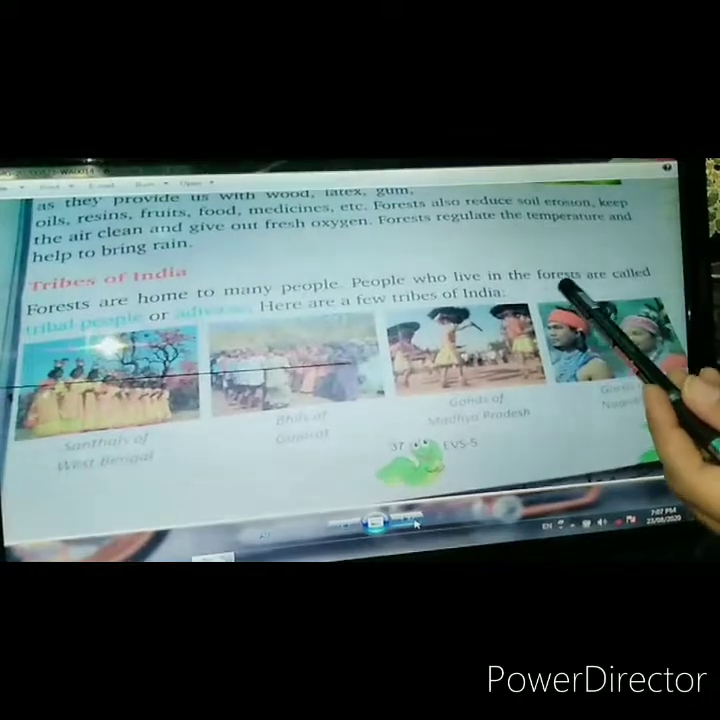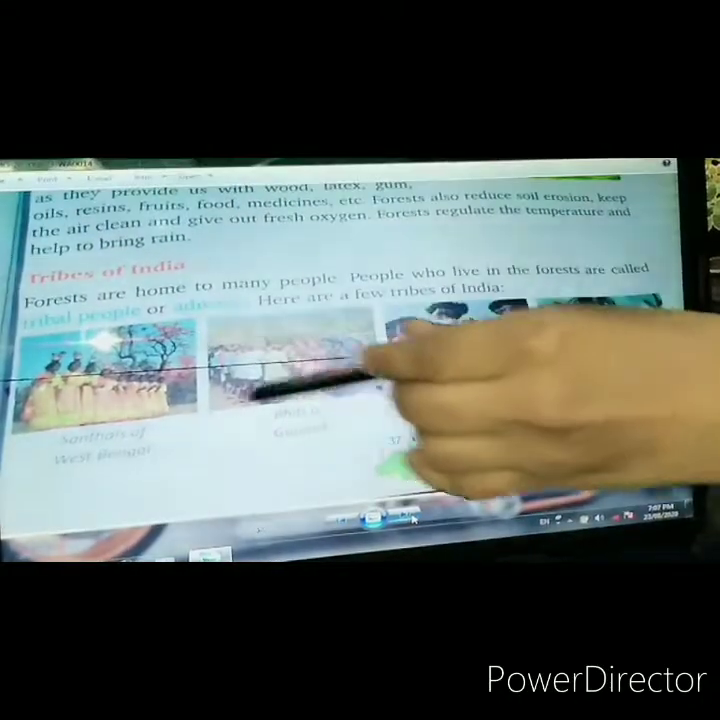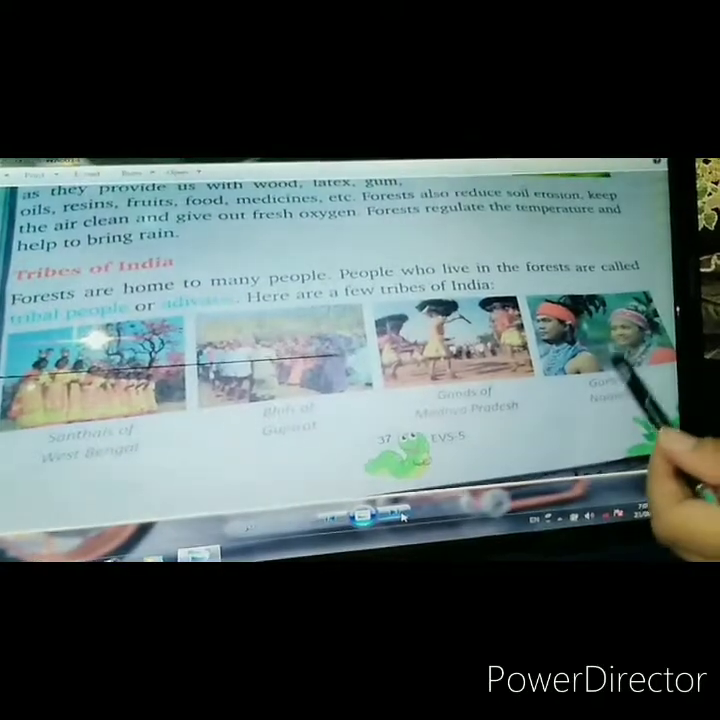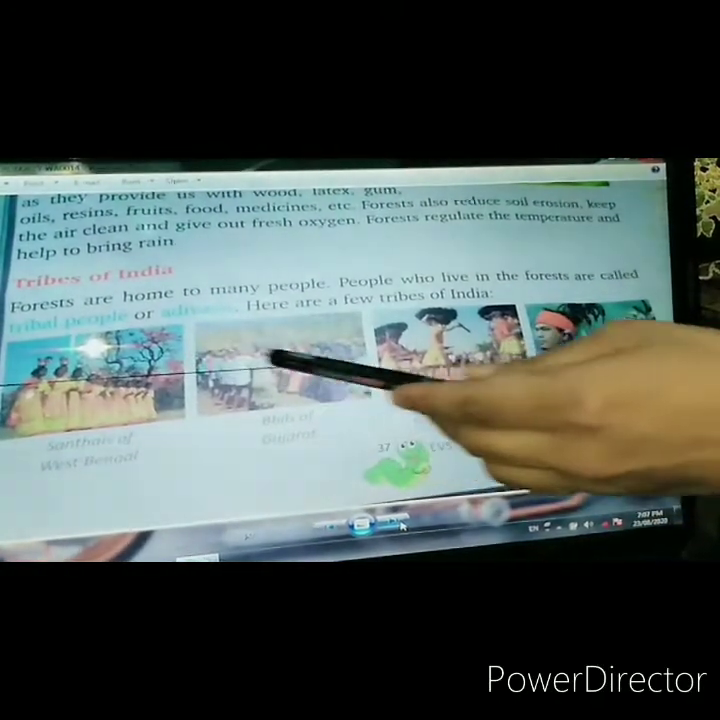Firstly, before explaining the paragraph, see the picture of tribal people of India. Different types of people live in India. As you know children, many people live in forest. It means forest is shelter for them. So people who live in forest are called tribal people. Our forest people are Adivasis. They know how to preserve the forest. Forest people are tribal people, who depend on the forest for their livelihood.